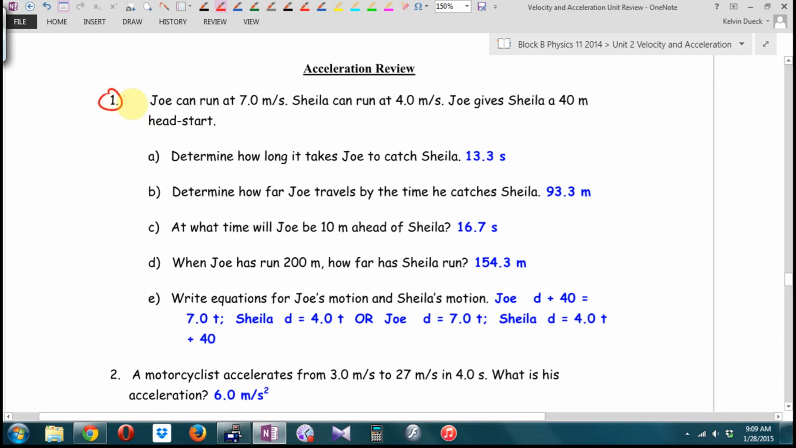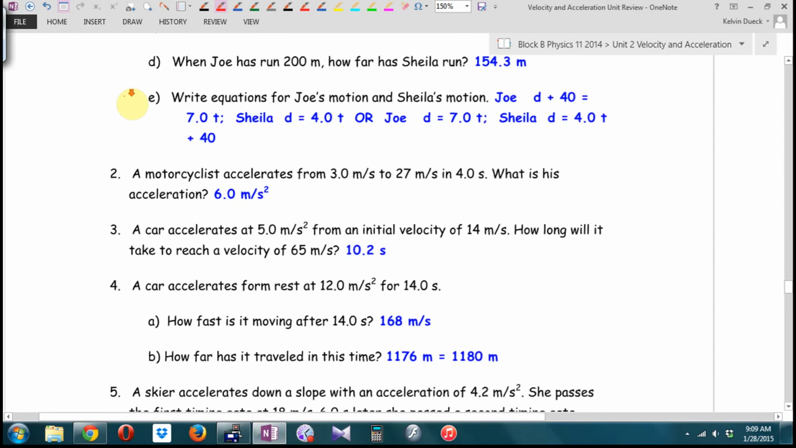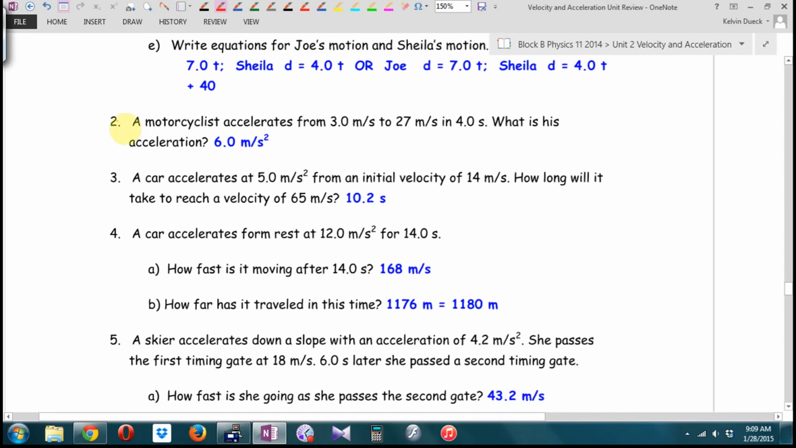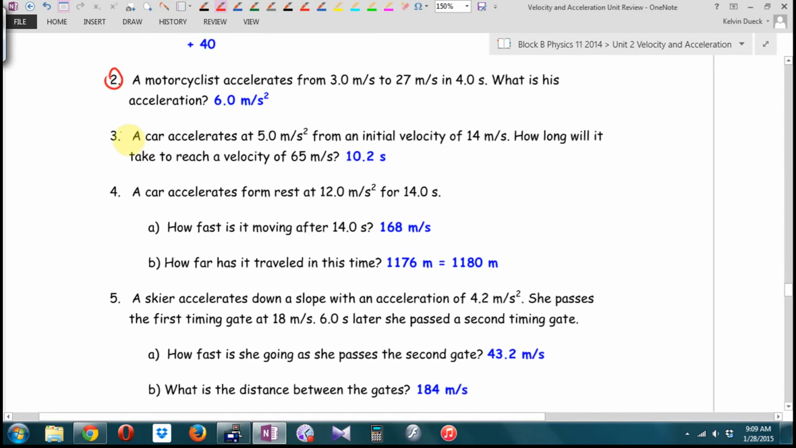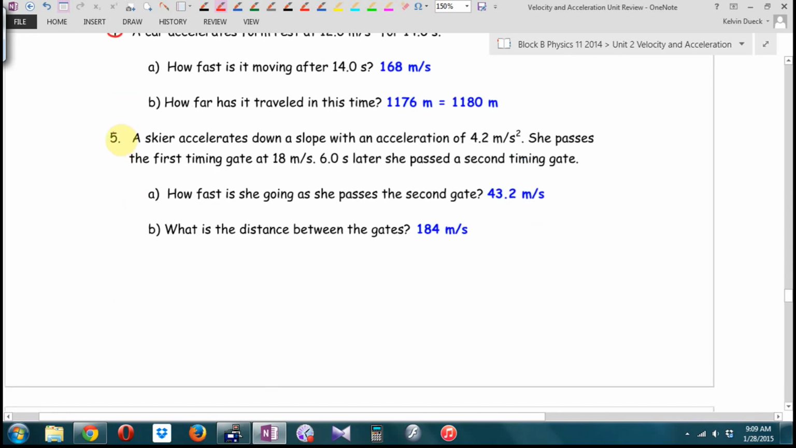One is good. Here's like a relative velocity question. 2 is good. I like number 2. I like number 3. I like number 4. I like number 5.